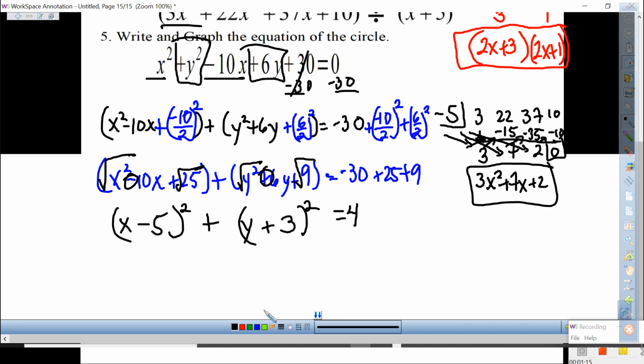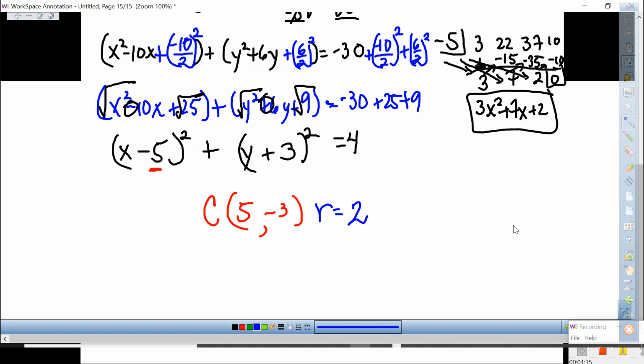But they want us to graph, which means we need a what? A center. What's my center? 5, -3. What else do I need? The radius. What's my radius? Close. 2. Remember, we need to take that number and take the square root of that one.